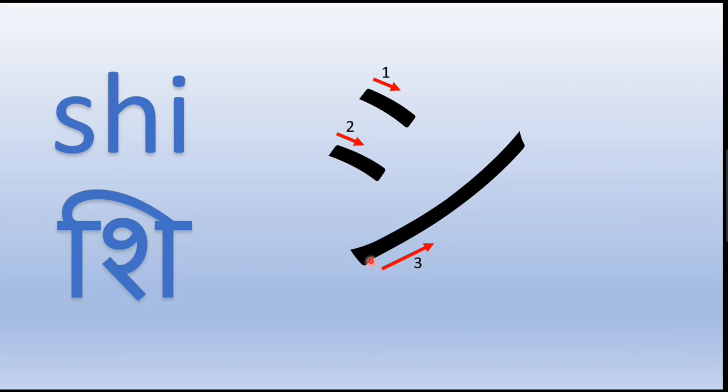Next is shi. In shi, we first write these two small strokes in this direction like this, and then the third stroke will be from bottom to top in this slanting direction from left to right. You have to be careful with the slope, how steep the slope should be. This needs to be carefully understood. This is shi in katakana.